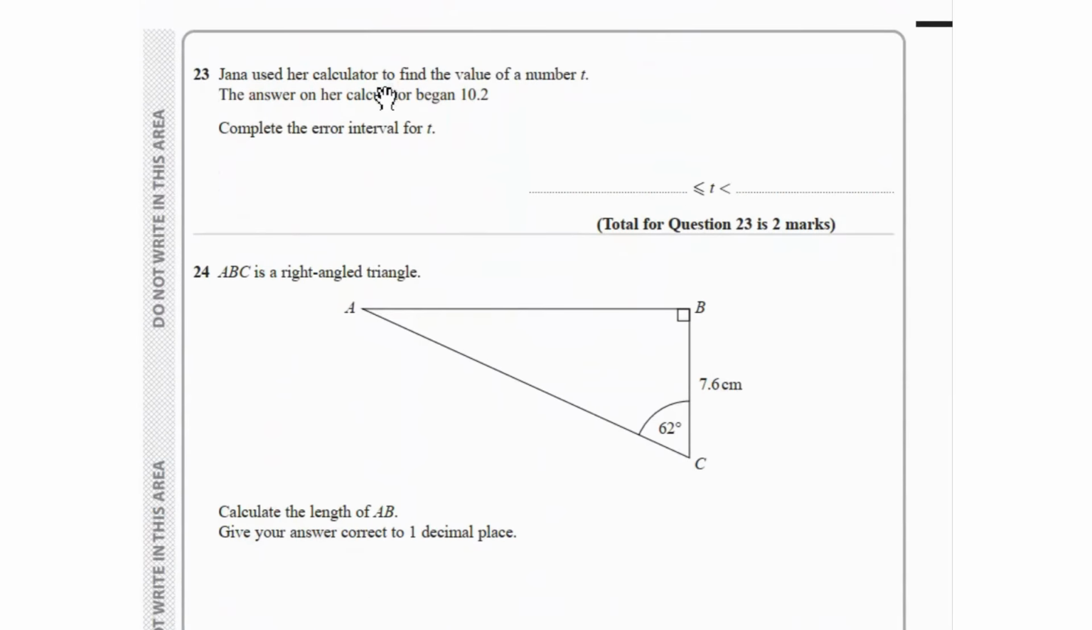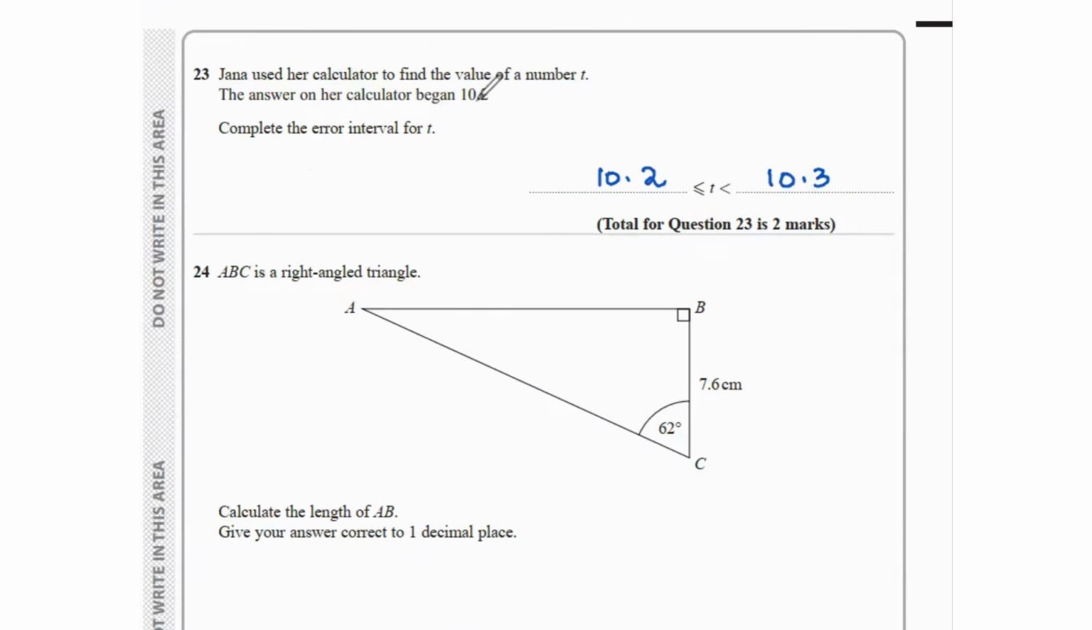Then Jana used her calculator to find the value of a number t. The answer on her calculator began 10.2. Complete the error interval for t. So the answer is going to be 10.3 over here and 10.2 over here.